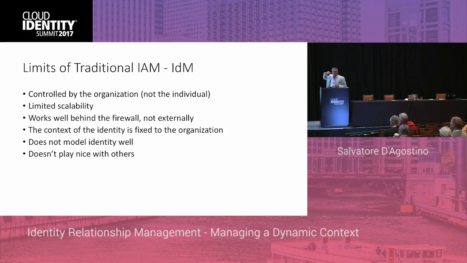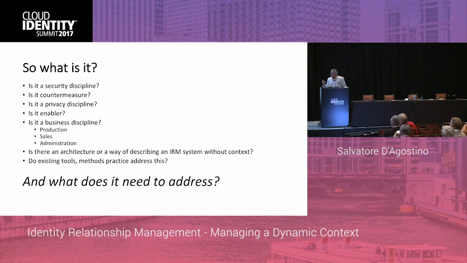And the reasons are pretty well documented, but legacy is controlled by the organization. It's not controlled by the individual. They tend to be limited in scale. They're not very good externally. The context of the identity is always a little bit muddled, right? It's like, I'm going to do whatever I need to make that identity fit me, not take it at its essence, I guess. And it doesn't model identity well, at least the way it exists today, and it really doesn't play nice with others.